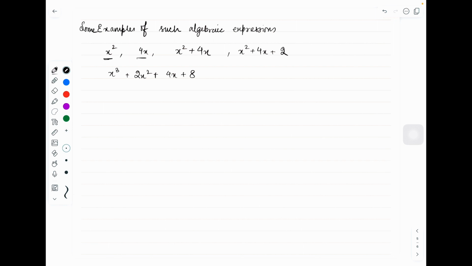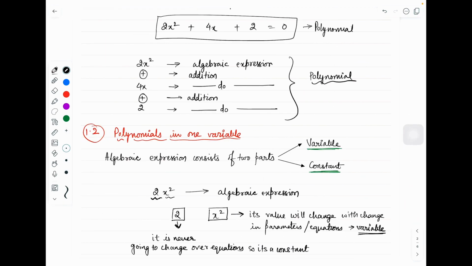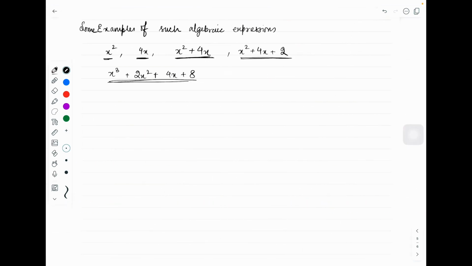This is an algebraic expression. This is an algebraic expression. This is also algebraic. These all are polynomials also. So what we are reading here is polynomial in one variable. See, in these equations only x is there. Only one variable x is present.